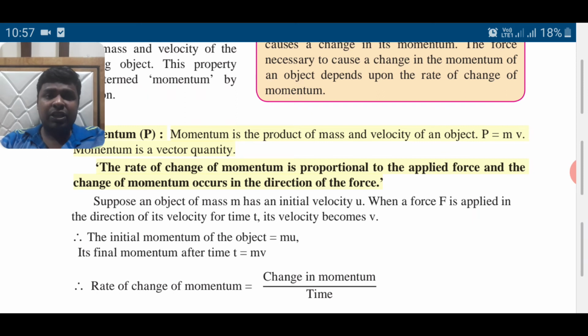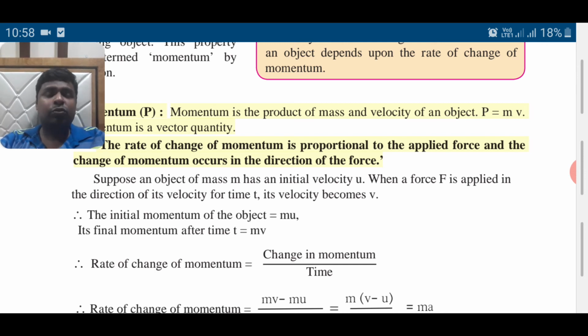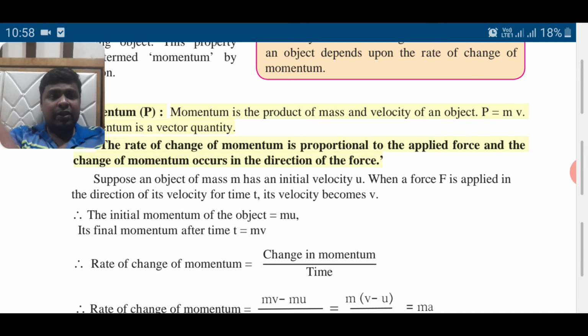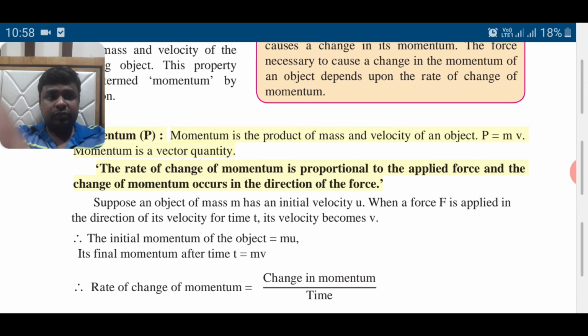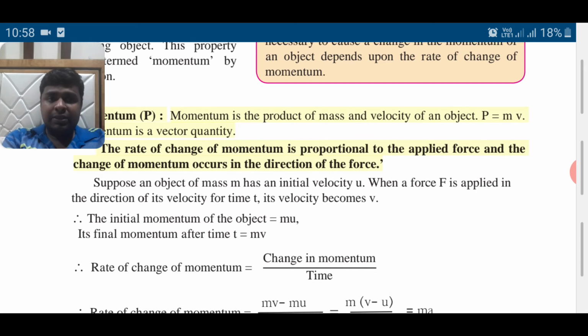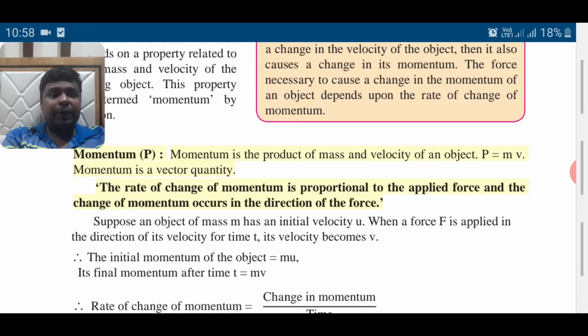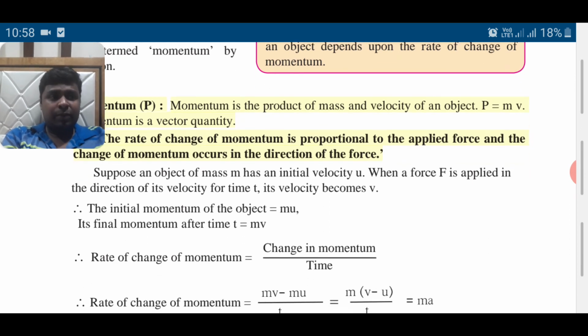When you are changing its momentum, you are applying some force, and the football is going to go in the forward direction, that is, in the direction of the kick. If you kick it forward, it will go forward. If you kick it sideways, it will go in that direction. So depending on the direction of the force, the rate of change of momentum is going to happen. Rate of change of momentum is directly proportional to applied force and takes place in the direction of the force. Momentum p is equal to mv, that is the formula.